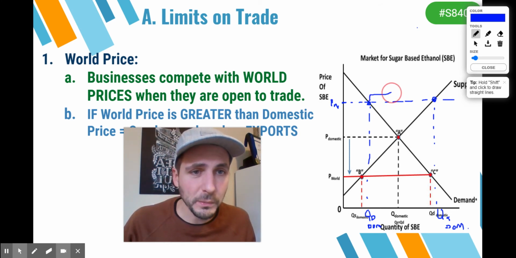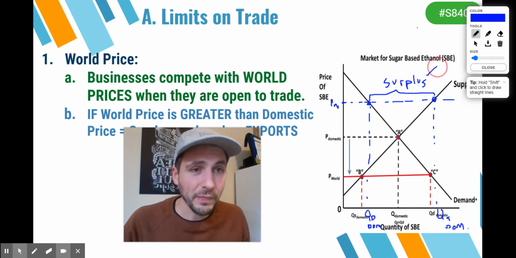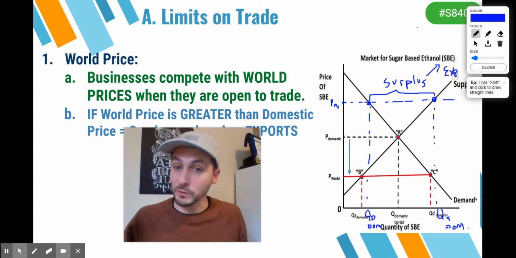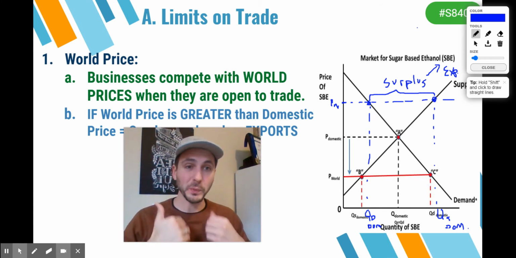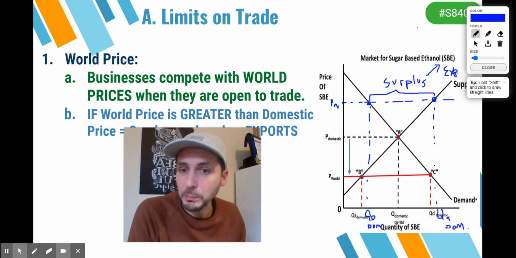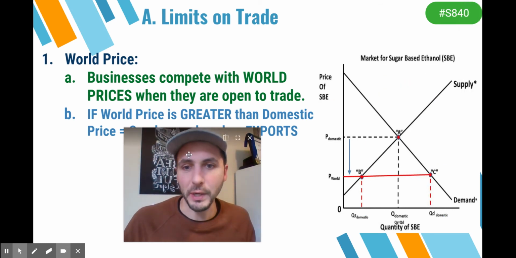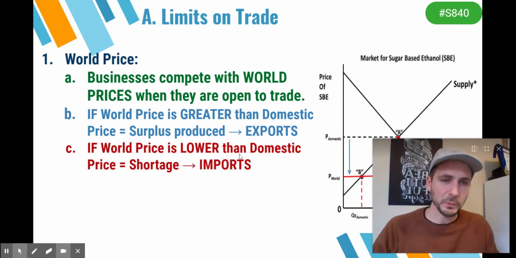As a result, domestically, we have a surplus. Our domestic producers produce a whole bunch of goods, and our domestic demanders don't want much of it. What do we do with that surplus we produce? That becomes exports. Okay, so that's one side of it. When the world price is above the domestic price, it creates a surplus. We export that surplus because our domestic demand goes down and our domestic supply goes up because of that international price.